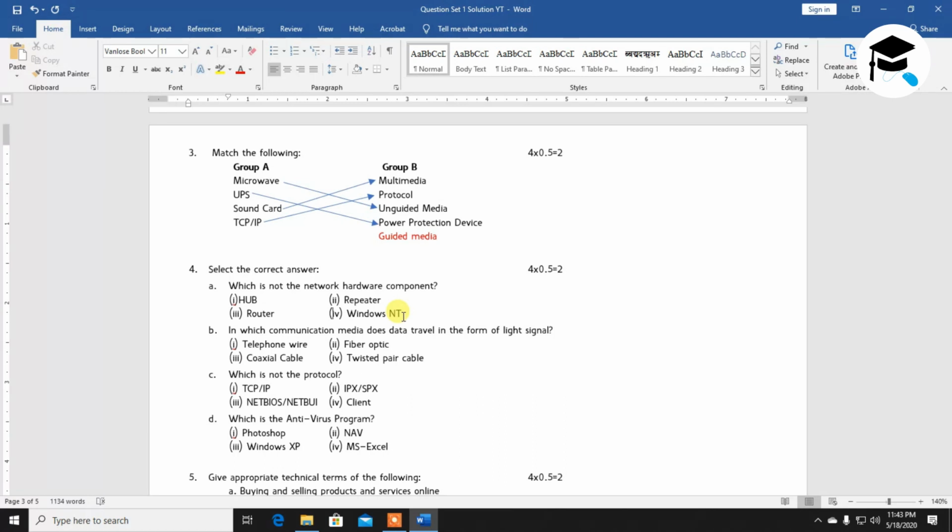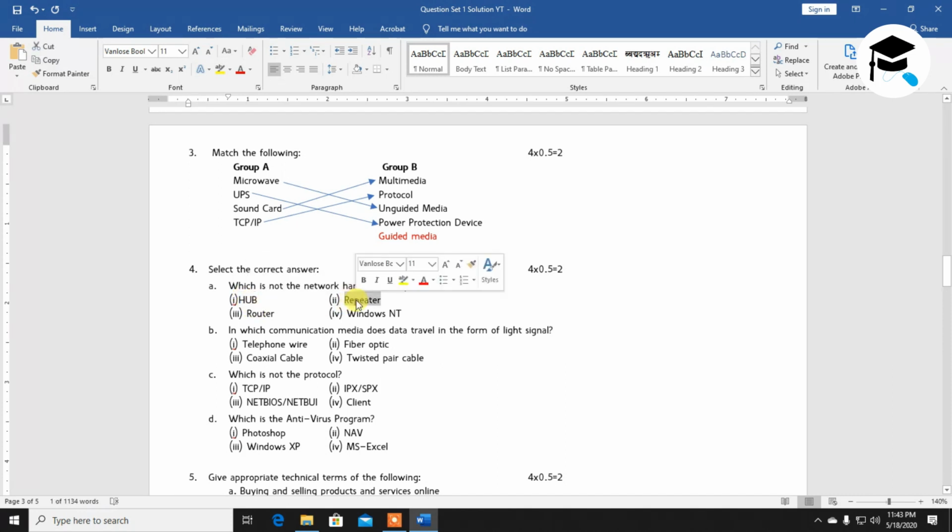Whenever you see Windows NT, make sure that it is an operating system. But this repeater, router, hub, what are these? These all are network component devices, hardware devices, but you are asked to find which one is not the network hardware component. Hub is used to connect multiple devices, computers. Similarly, router connects one network to the other network. This is also a device. Hub is also a device.